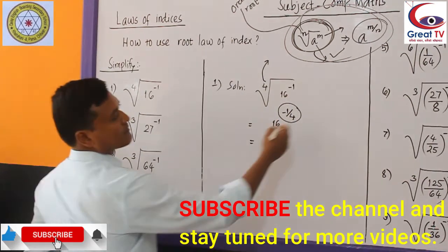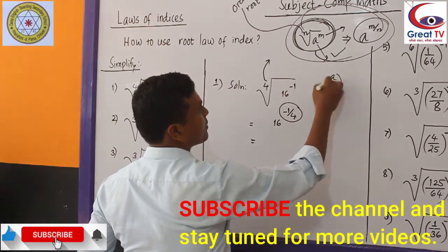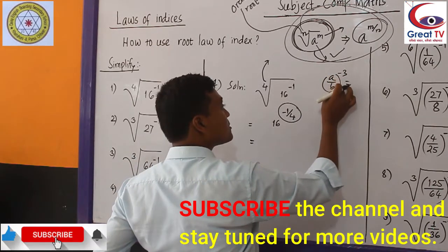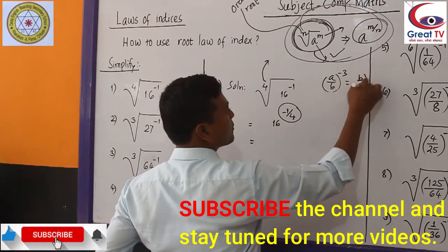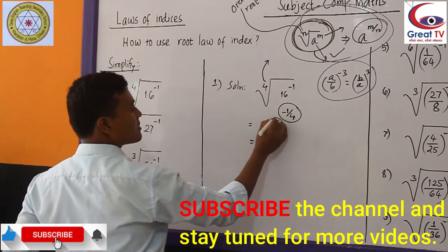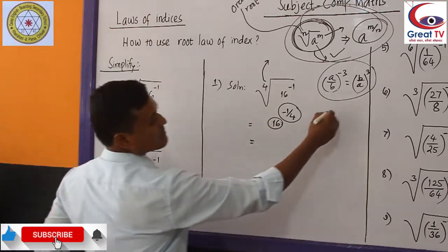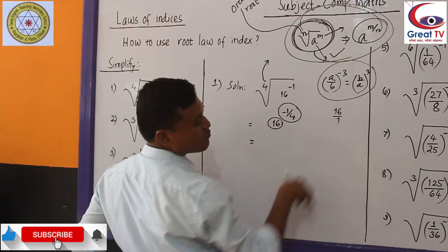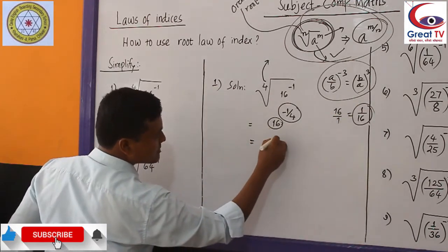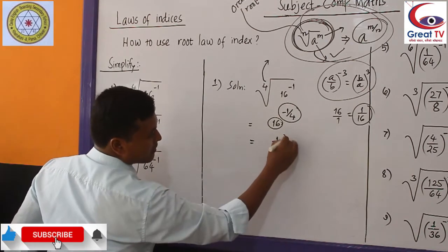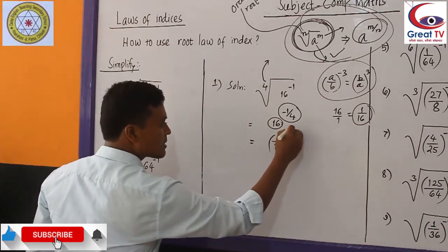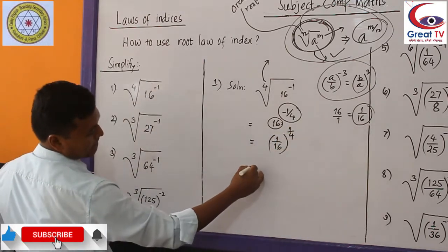And we have the rule. I hope you have not forgotten: a by b whole power minus 3. We can change negative power into positive power. How? By taking the reciprocal of the base, b by a whole power becomes plus 3. Using this concept, here the base is 16, and the reciprocal of 16, which is 16 upon 1, is 1 upon 16. So writing the reciprocal of 16, 1 upon 16, the whole power was minus 1 upon 4, it becomes plus 1 upon 4.